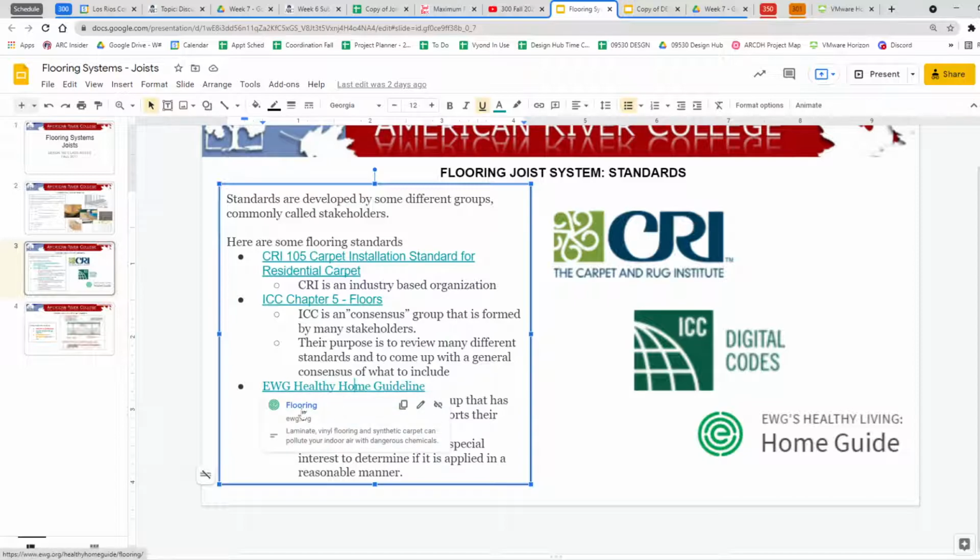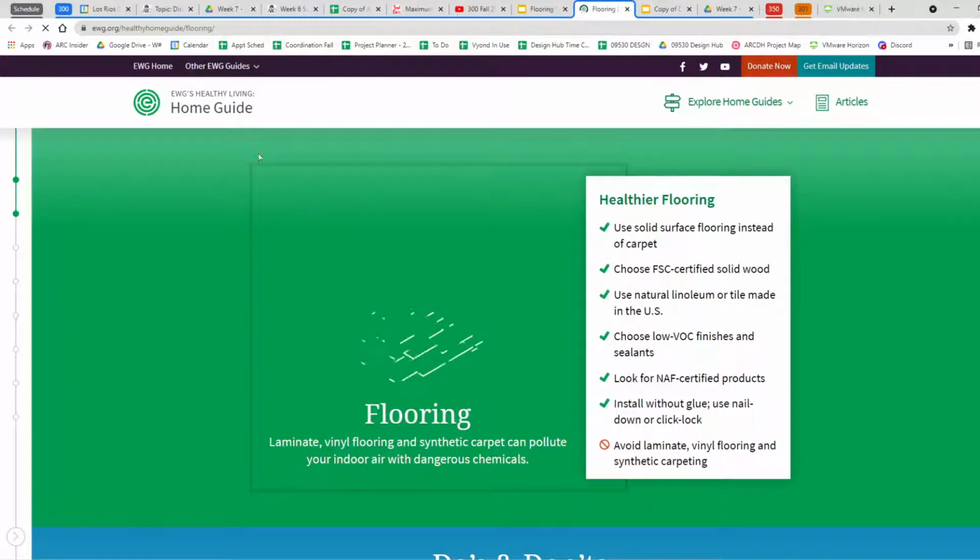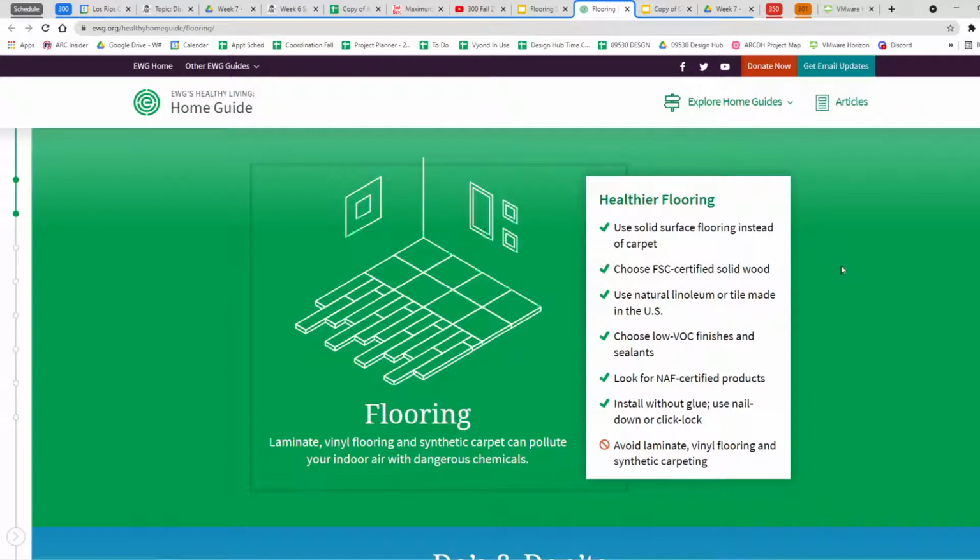EWG's Healthy Living. So let's take a look. EWG's Healthy Living. I don't know who they are. So these are their principles that they use. Avoid laminate. Install without glue. NAF certified. Low VOC. And these are all great things. They are certainly healthier. Just about every choice that you make that is this, that is not this, doesn't last as long and doesn't wear as well and might look crummy.